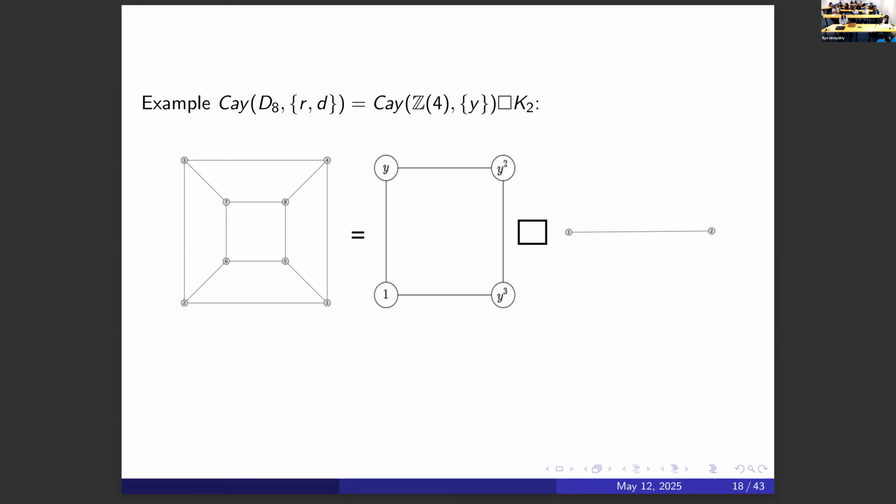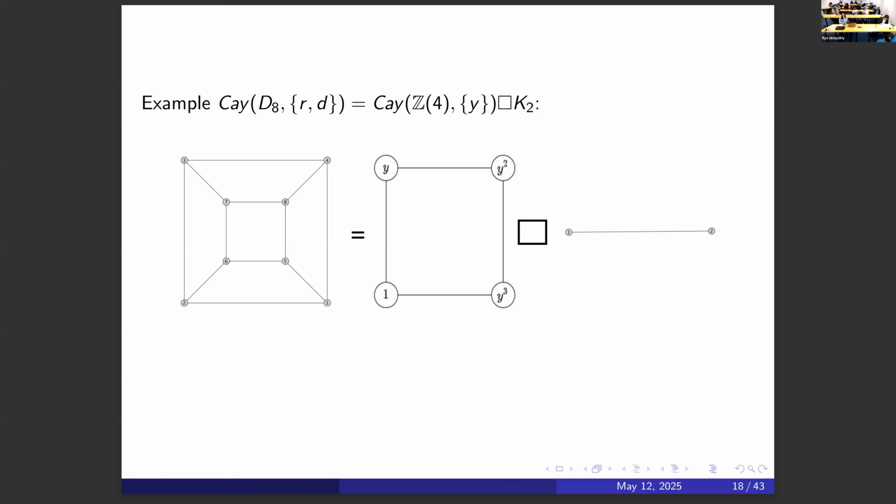Here, our D8 can be seen as taking the Cayley graph of Z4 and doing a graph product with K2. Here you can see if you take this and put it on the edge here, and because there are edges connecting these two, you would connect those two edges, and so on, and then what you have is this Cayley D8.